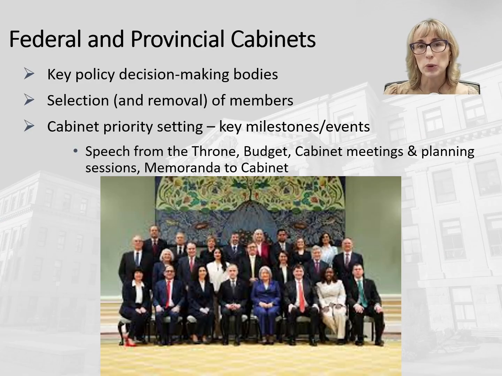So if we think about how do governments make decisions, this goes to the whole topic of machinery of government. So at the head of each government is, at the federal and provincial levels, either a Prime Minister or premiers. And then each of those governments also have what are called cabinets. And so a cabinet is a key policy decision making body.